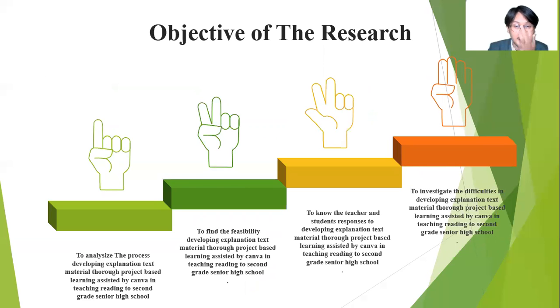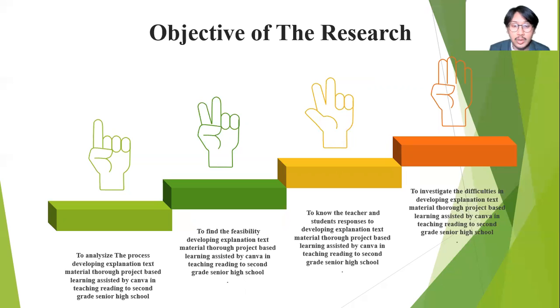Ladies and gentlemen, this research also has some objectives. The first is to analyze the process of developing explanation text material through project-based learning assisted by Canva in teaching reading to second grade senior high school. The second is to find out the feasibility of the explanation text material through project-based learning assisted by Canva in teaching reading to second grade senior high school.